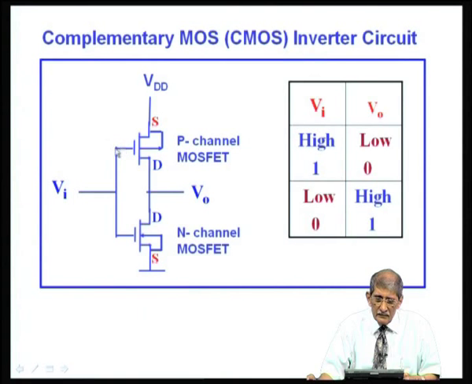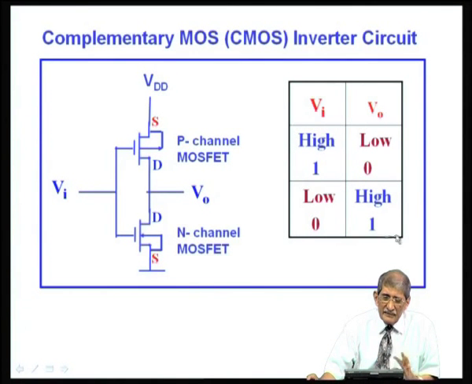I am sorry, this is 1, this is high, and the voltage across the P channel MOSFET is 0. The voltage across this is high, therefore, this switch is closed, this switch is open. So, supply voltage does not reach because that is open, but this point is connected to this. This is ground, so that is 0. So, when the input is high, the output is low.